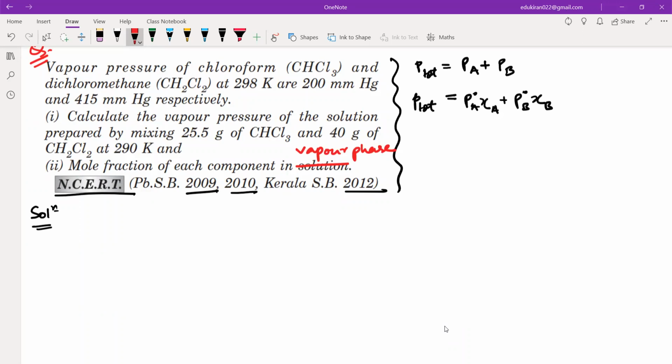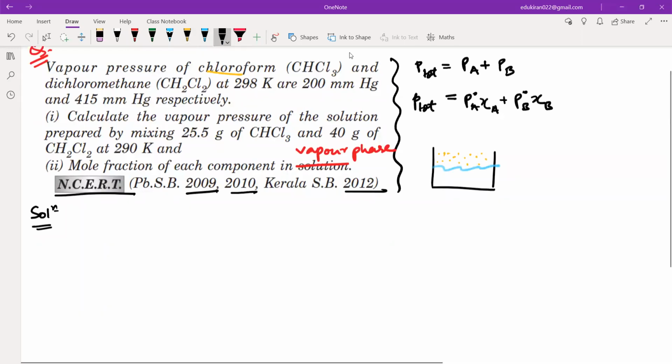You don't have to find the mole fraction of each component in the solution. Rather, in the vapor phase, you have to calculate the mole fraction, because we all know that just above the solution there will be vapors, and obviously there will be two types of particles in the vapor. One will be of chloroform and the other of dichloromethane. You have to find the mole fraction for each of them present in the vapor phase. That is the second question.